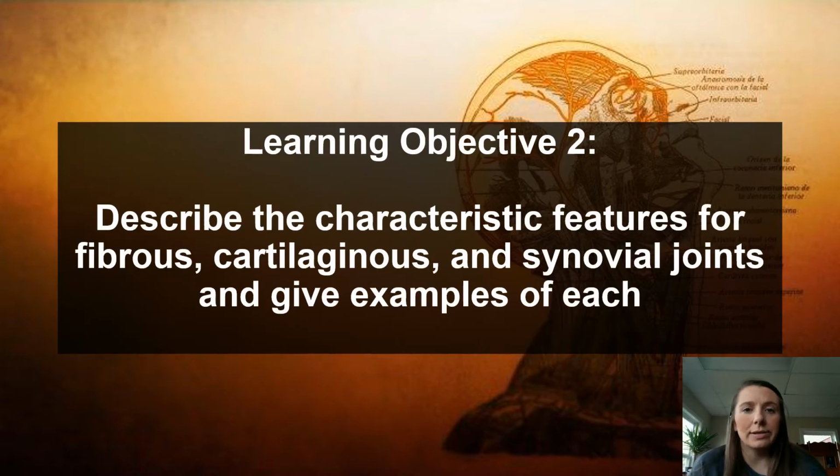Okay, so for our second learning objective, we are going to start talking about some of those structural classifications in more detail. So remember, the three major structural classifications of the joints are fibrous, cartilaginous, and synovial joints. So we're going to talk about each of these things a little bit more in depth as we move forward.